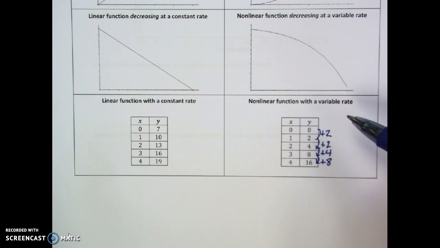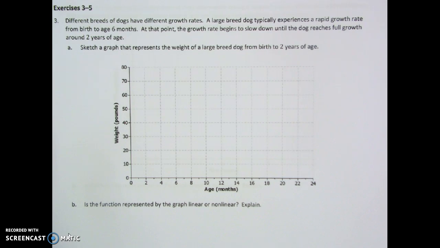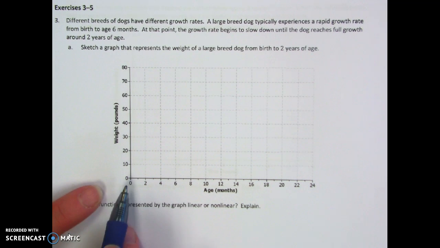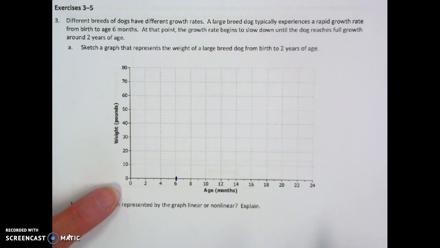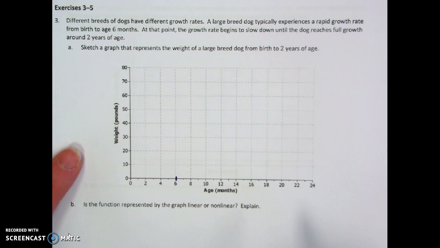It's a nonlinear function. All right, so different breeds of dogs have different growth rates. Large breeds typically experience a rapid growth rate from the time they're born to the time they're 6 months old. And then they start to slow down a bit, and the growth rate until about 2 years of age is constant from 6 months to 2 years of age. And then, of course, they're full grown, so they don't really grow too much more at all. So we're supposed to sketch what this might look like. From 0 months to 6 months, they grow rapidly, so we want a fairly steep line.